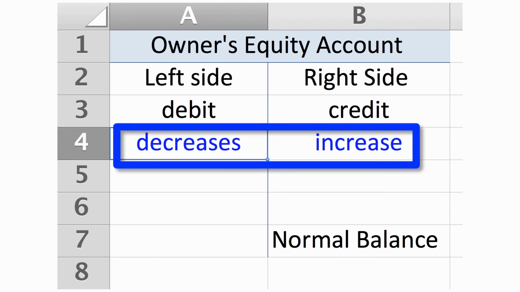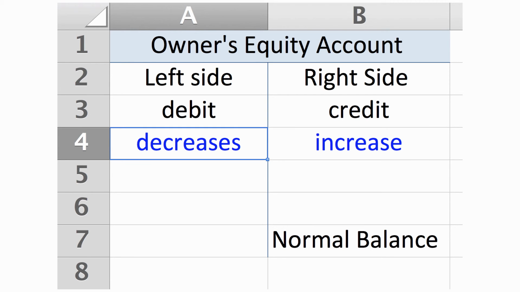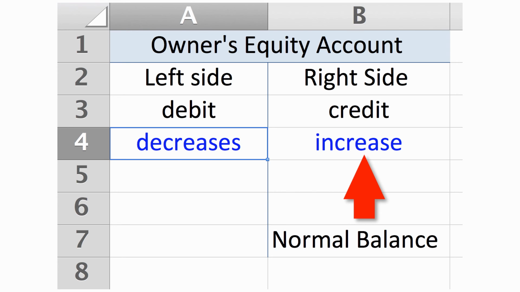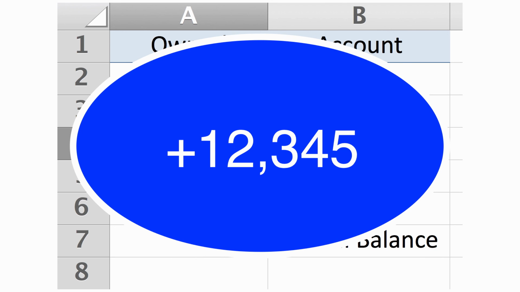While we were learning about T-charts, we used the word increase and decrease to indicate which side of the account increased or decreased. That does not mean the same thing as debit or credit. An increase or a decrease tells us where an increase or decrease occurred. In the real world, you would see an increasing or decreasing number on the T-chart instead.